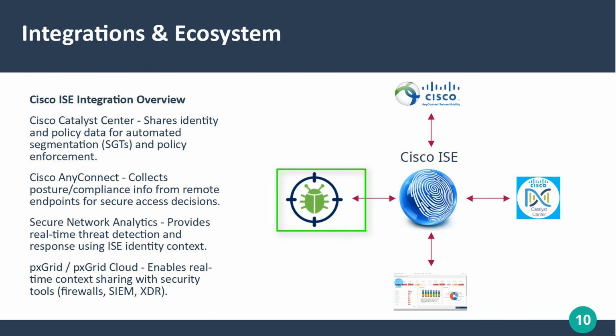Now coming on to pxGrid. pxGrid enables real-time context sharing with security tools. So it's Cisco's context sharing framework that connects ISE with external systems like firewalls, SIEM, EDRs and NAC solutions. It works on a publish-subscribe model. ISE publishes identity, posture and session data. The integrated systems subscribe to updates and react accordingly. For example, a firewall can block a device instantly if ISE reports it as a non-compliant device.